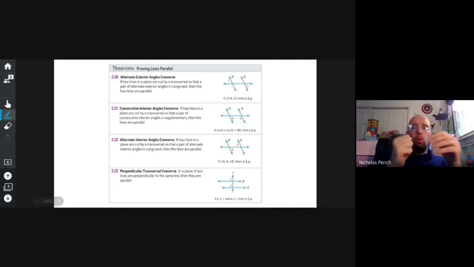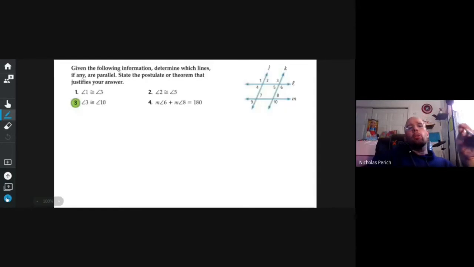And we're going to use these guys along with the corresponding one quite a bit. So when we called them the alternate interior angles theorem, now we can call it the alternate interior angles converse, which is the same thing, but backwards. Let's do a little bit of math, because why not? Given the following information, determine which lines, if any, are parallel. State the postulate or theorem that justifies your answer.